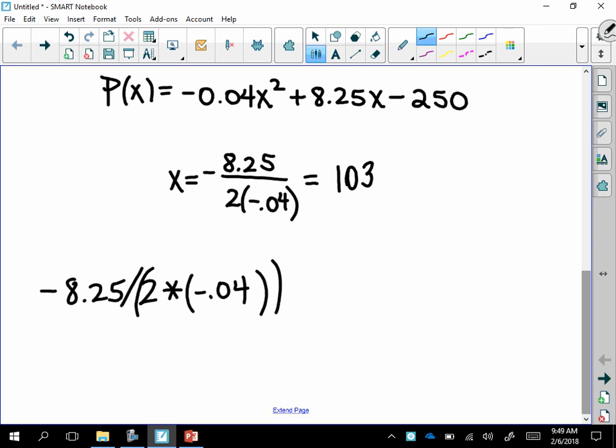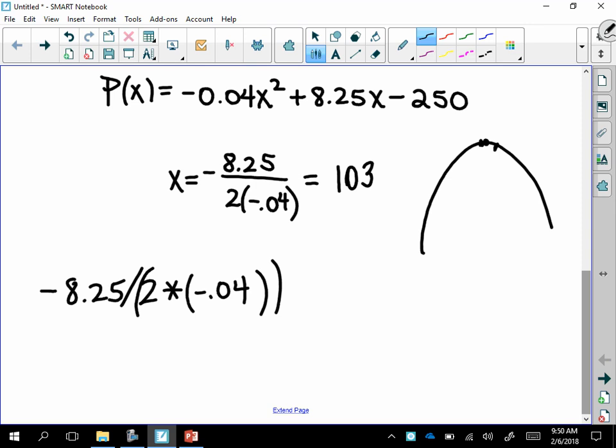I would accept either one, 103 or 104. Probably, actually the maximum is closer to 103, because once you get further away from that value, it's kind of, here's your parabola, and here's 103.12, whatever. Here's 103, here's 104, so you're actually probably closer to the maximum at 103. But I'll take either one.